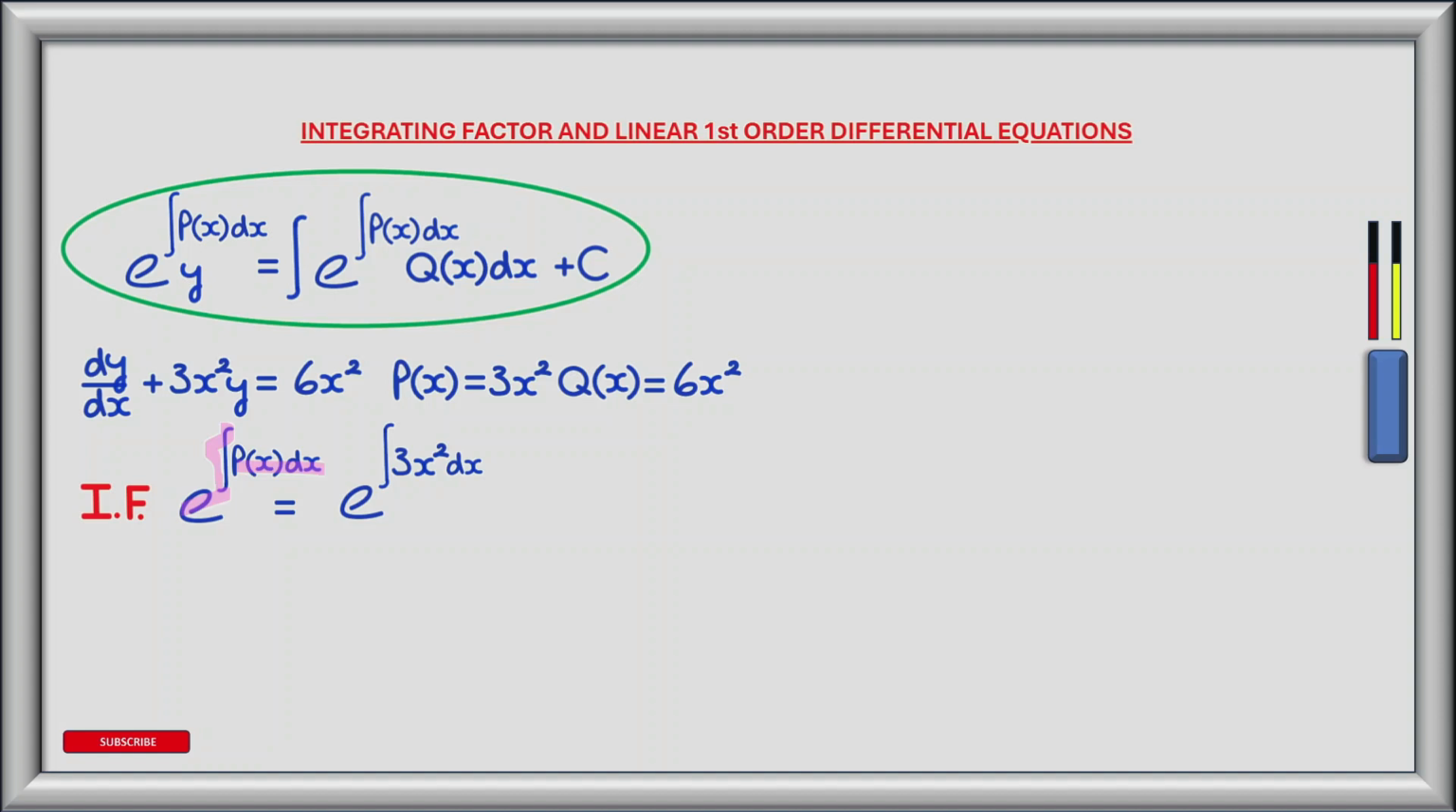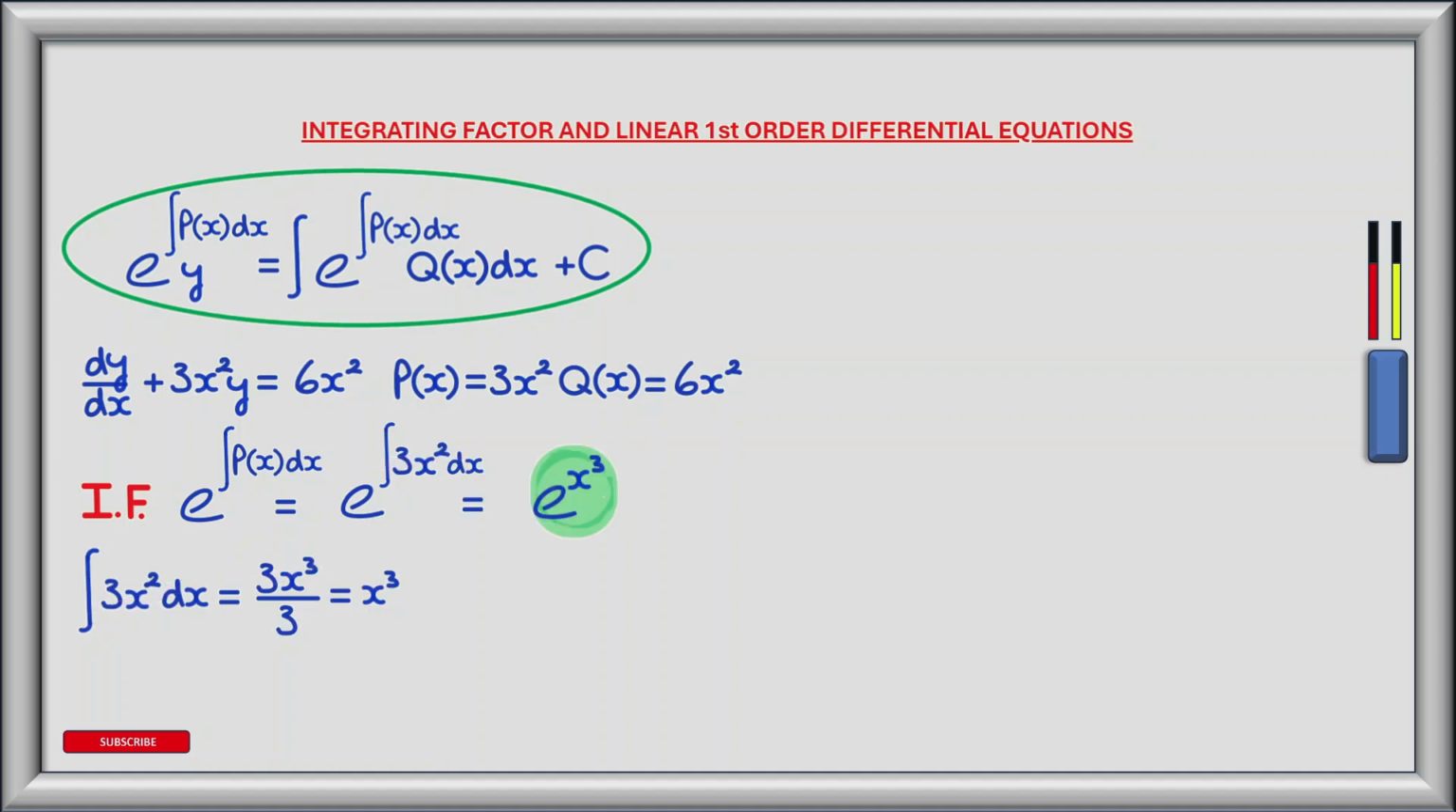So in this instance, the integrating factor is e to the power of the integral of 3x squared dx. Evaluating the integral of 3x squared dx, using the power rule, we have 3x cubed divided by 3, and this equates to x cubed. And so our integrating factor evaluates to e to the power of x cubed. Now let's plug all this information into the general solution of the differential equation shown here.